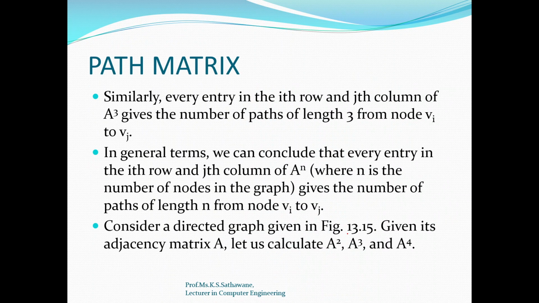Now let's move further. Similarly, every entry in the ith row and jth column of A cube gives the number of paths of length 3 from node Vi to Vj.